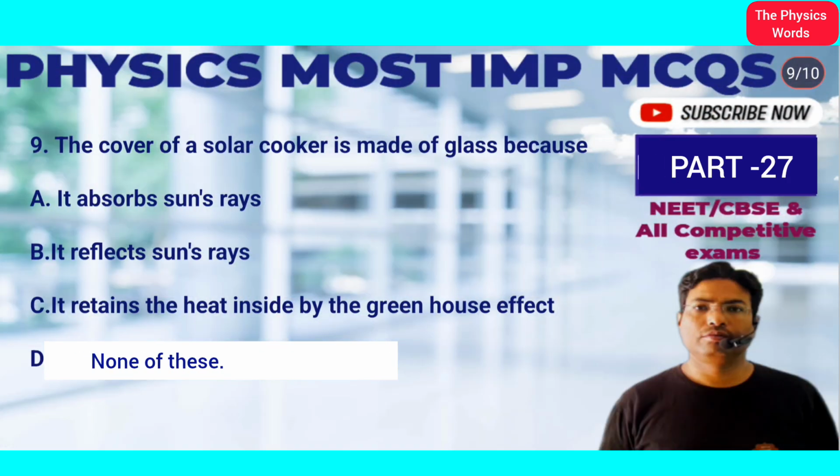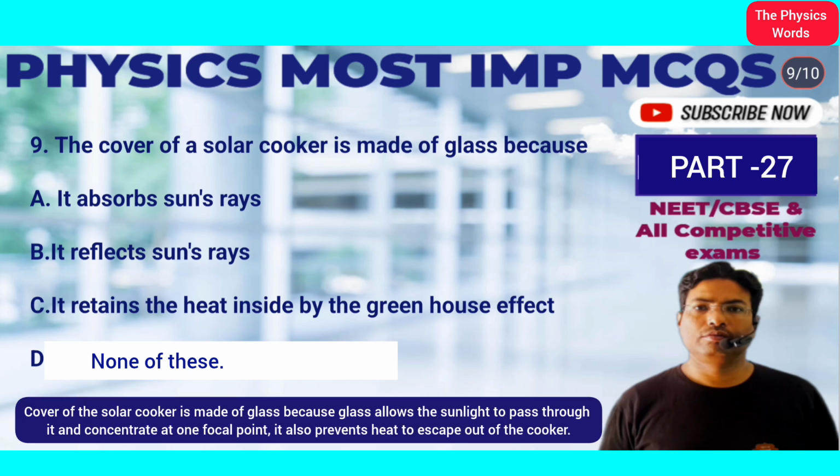Next question. 9. The cover of a solar cooker is made of glass because A. It absorbs sun's rays. B. It reflects sun's rays. C. It retains the heat inside by the greenhouse effect. D. None of these. The correct answer is option C. It retains the heat inside by the greenhouse effect.